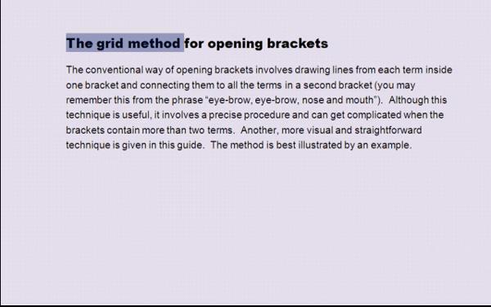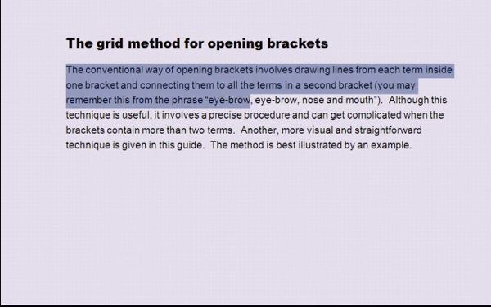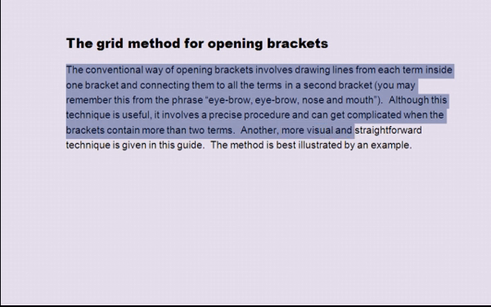The grid method for opening brackets. The conventional way of opening brackets involves drawing lines from each term inside one bracket and connecting them to all the terms in the second bracket. You may remember this from the phrase eyebrow, eyebrow, nose and mouth. Although this technique is useful, it involves a precise procedure and can get complicated when the brackets contain more than two terms. Another, more visual and straightforward technique is given in this guide.